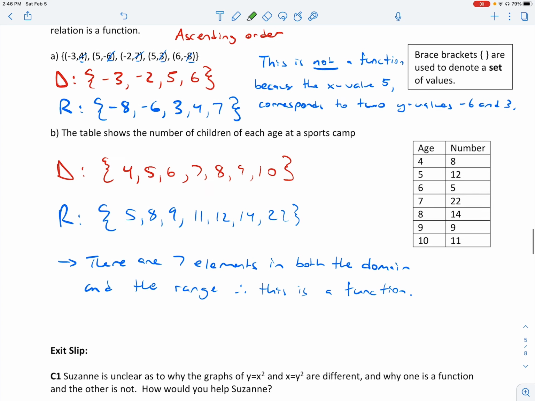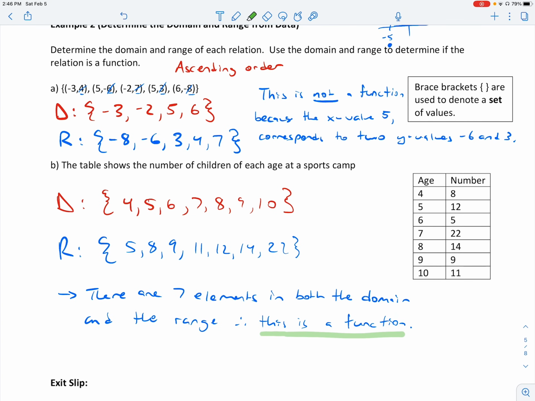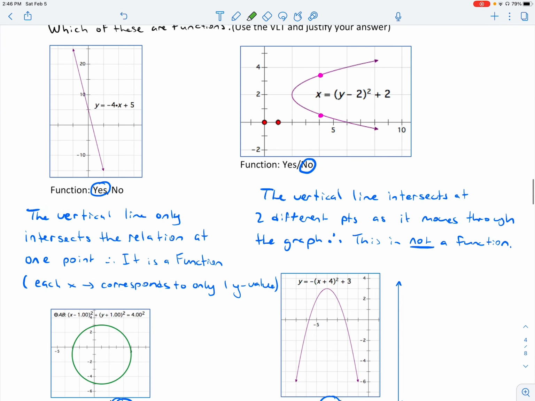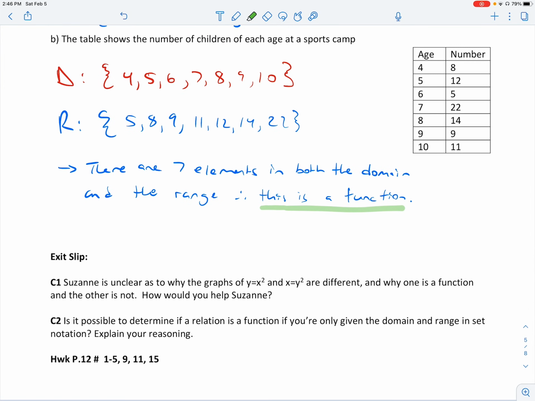All right, so there you have it. We now know how to find domain and range. And we also know how to perform the vertical line test. I hope this has been helpful.